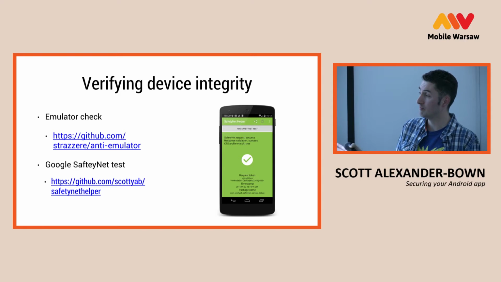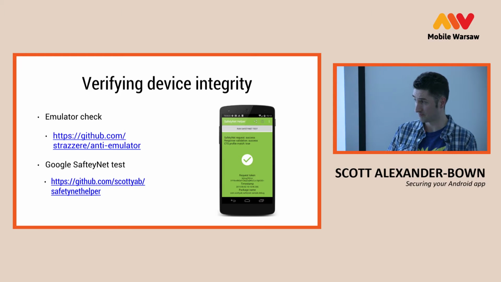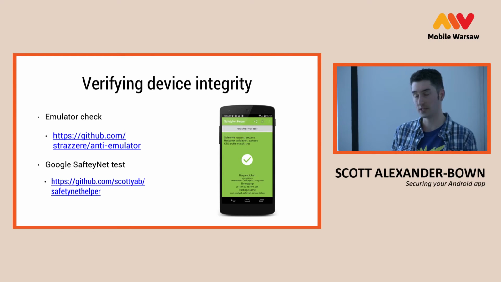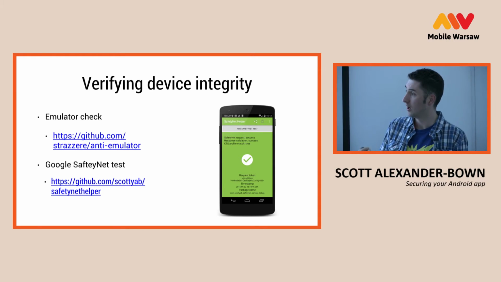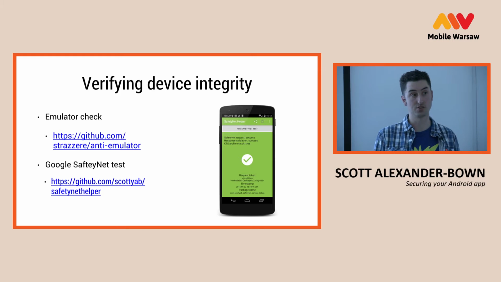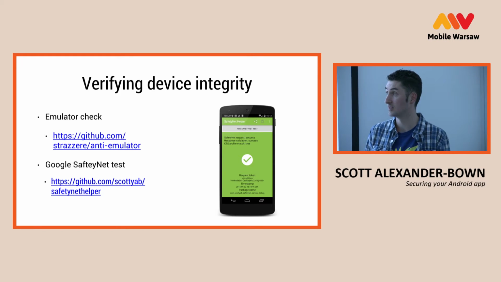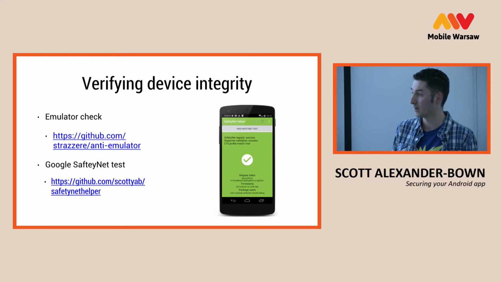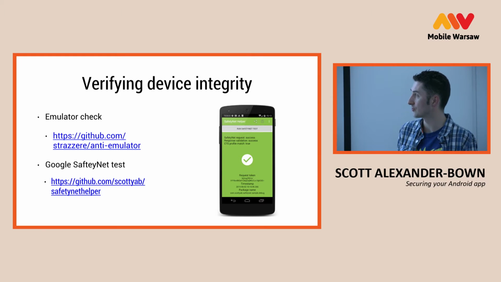Another one you may or may not be familiar with is the Google SafetyNet test. That's part of the Google Play services, and that runs a bunch of vulnerability checks. A side effect of that actually is it checks for root as well, although it's not advertised as a root checking library. I wrote a little wrapper for that to make it a bit easier to use, and there's a sample app on the Play Store as well that you can just run.